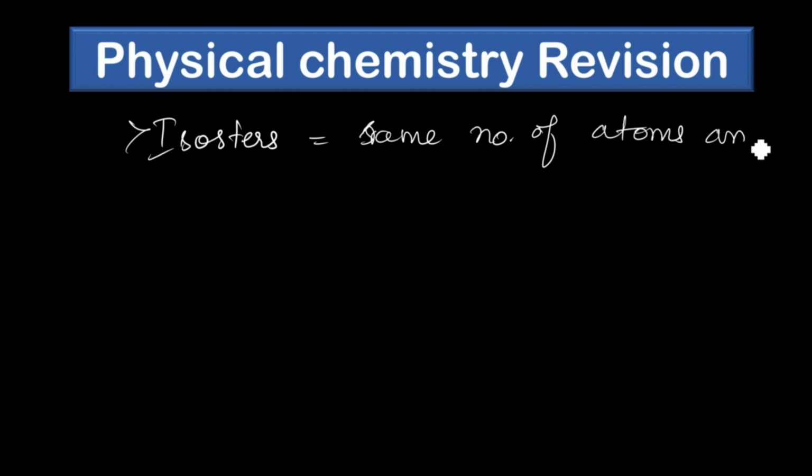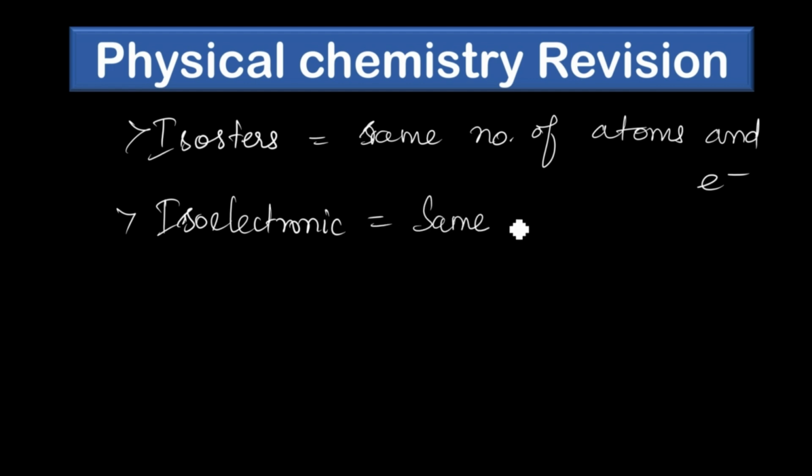Atoms and electrons. Then isoelectronic, which is my favorite because this is asked in many question papers, many examinations, that is same number of electrons. Be careful here with the charges also. Okay, so this is very important.